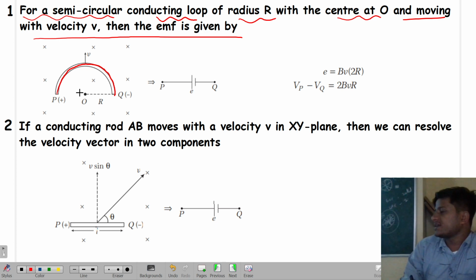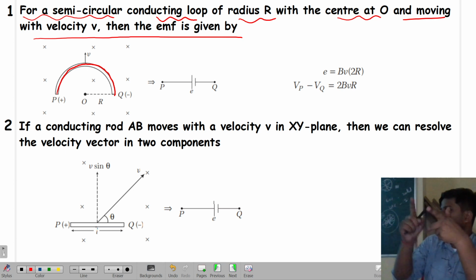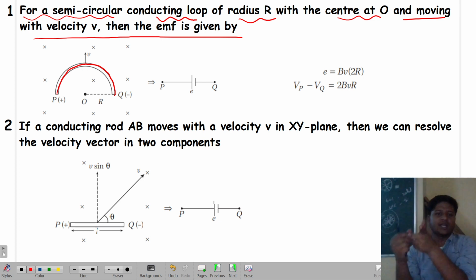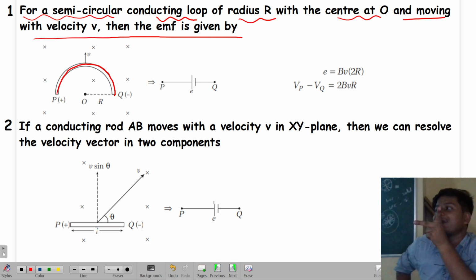Now, where will the force act? Tell me. Velocity is acting. So which force will I apply? FBI. I'll apply FBI or not? Now look over it. Magnetic field is inside. FBI. Magnetic field is inside. Right or not? Current is where? Tell me, where is the direction of current? Upwards. Upwards. Yes.